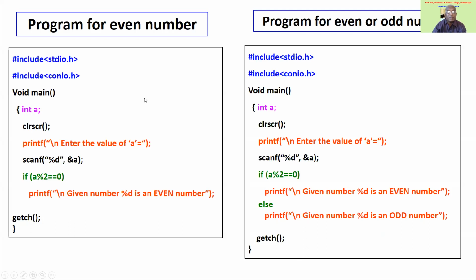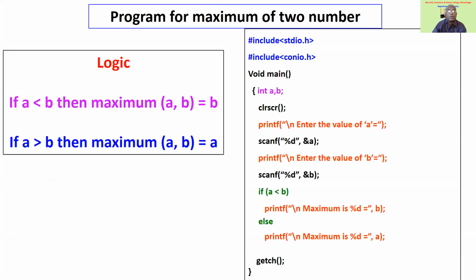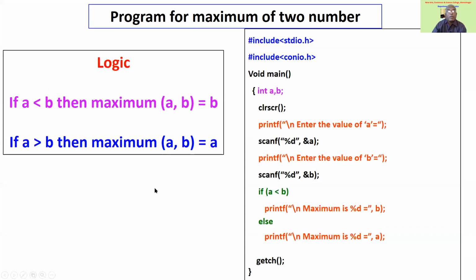Okay, so this is the program based on the if statement only. This is the program based on the if else statement. Let us come to another program. Now this is a program for the maximum of two numbers.